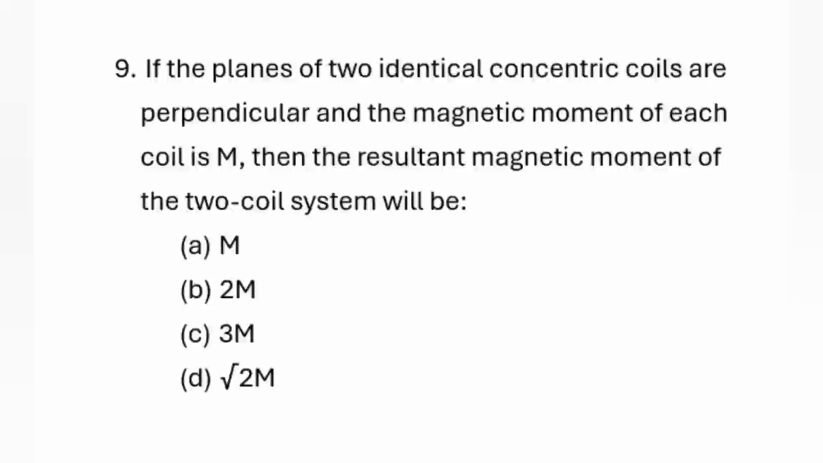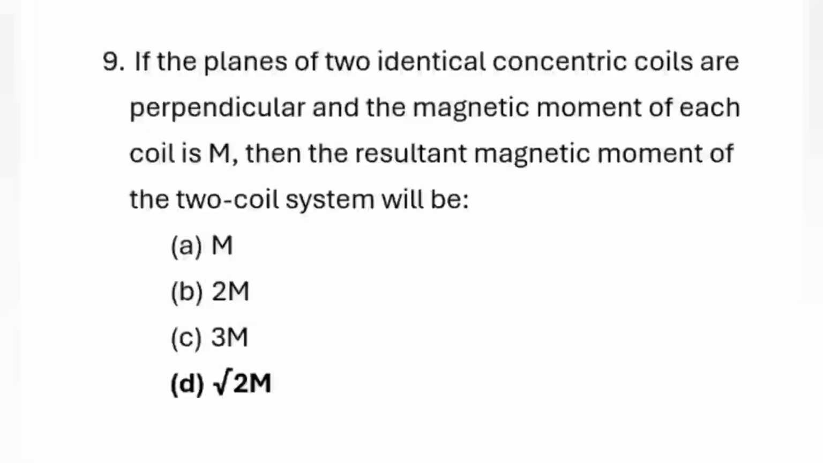Question number 9. If the planes of two identical concentric coils are perpendicular and the magnetic moment of each coil is m, then the resultant magnetic moment of the two coil system will be: option A, m, option B, 2m, option C, 3m, option D, root 2m. Here the correct answer is option D, root 2m.